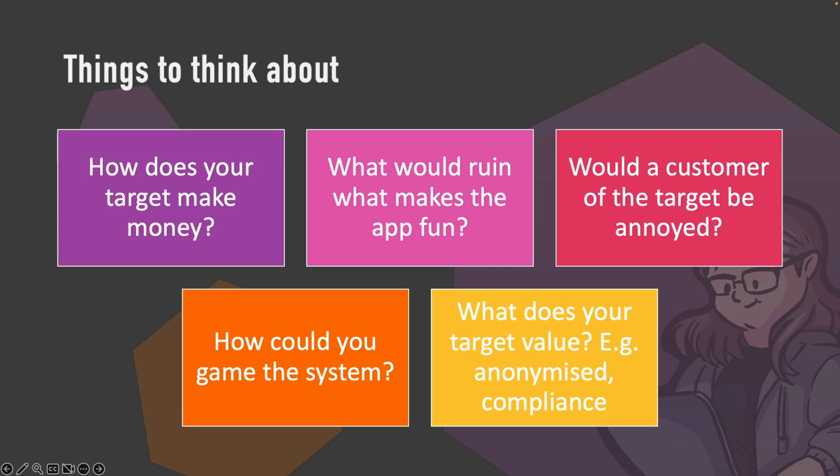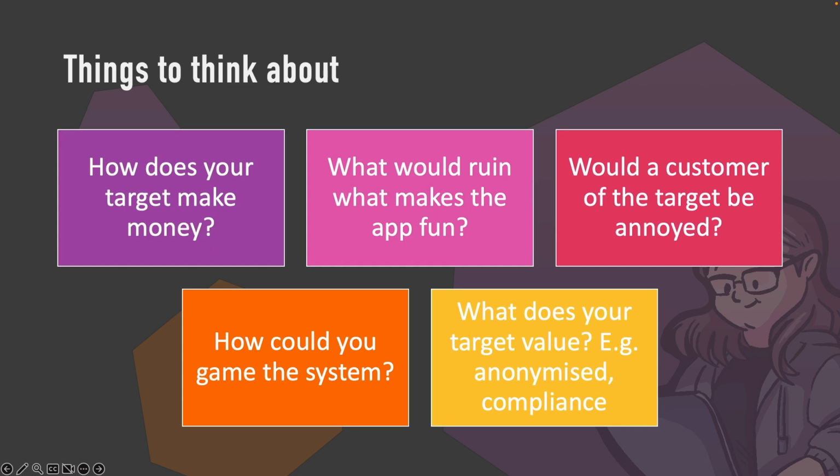How could you, say, get your video to the top of YouTube? How could you make more money out of something that really doesn't, you show me how to make a little bit of money? And then finally, think about what your target values. Things like anonymization, compliance. Something like a bank is going to have a very different threat model to a social media application, and that's really important.